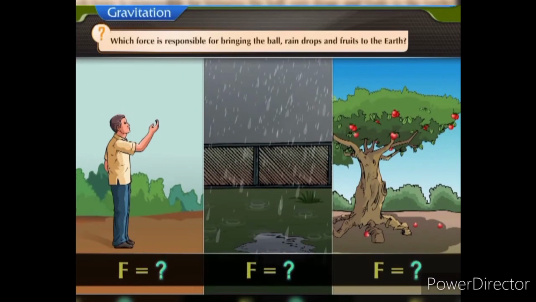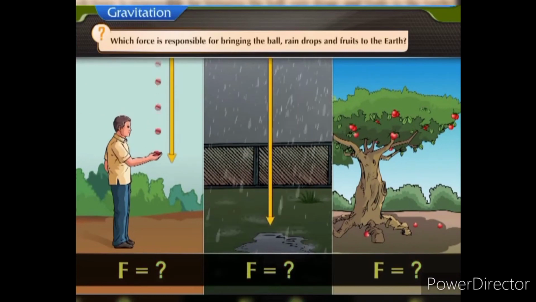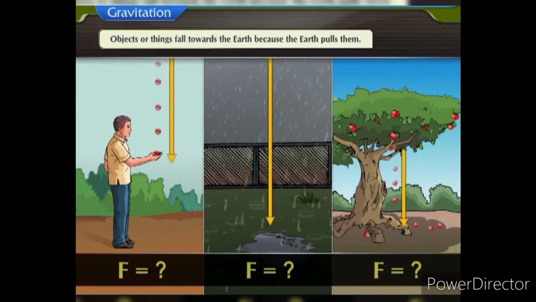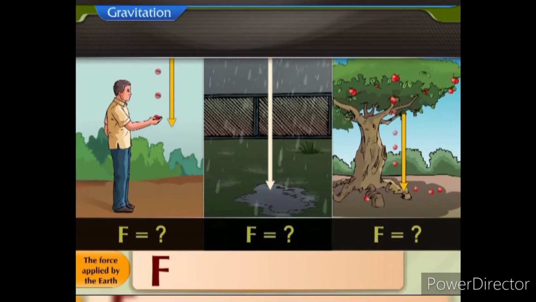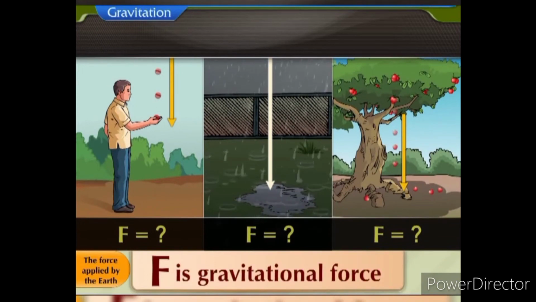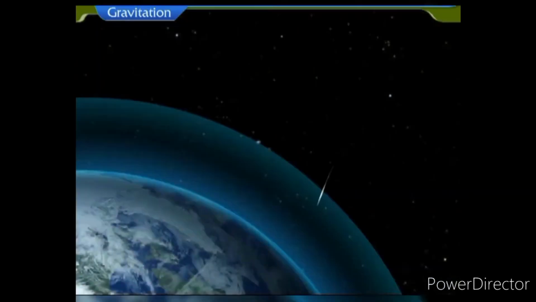Which force is responsible for bringing the ball, raindrops, and fruits down to the earth? Objects or things fall down to the earth because the earth pulls them. The force applied by the earth to bring the objects down is called gravitational force. A force is exerted by the earth on an object due to which it is attracted towards the earth.